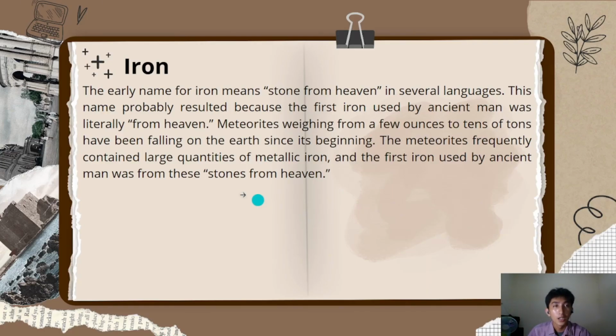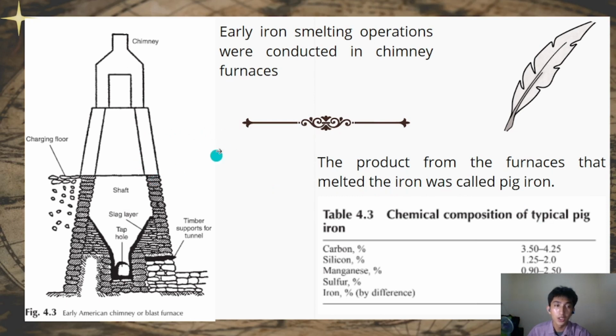Next, iron. The early name for iron means stone from heaven in several languages. This name probably resulted because the first iron used by ancient men was literally from heaven. Meteorites ranging from a few ounces to tens of tons have been falling on the earth since its beginning. The meteorites frequently contained large quantities of metallic iron, and the first iron used by ancient men was from this stone from heaven.